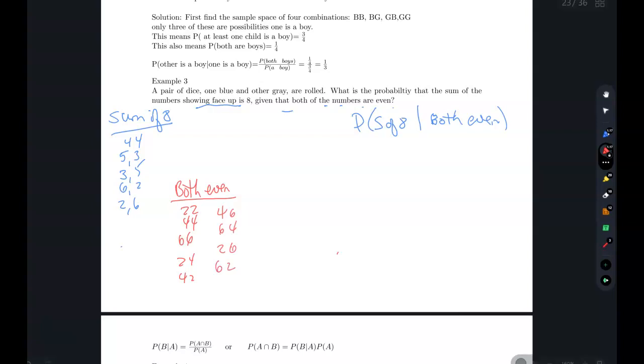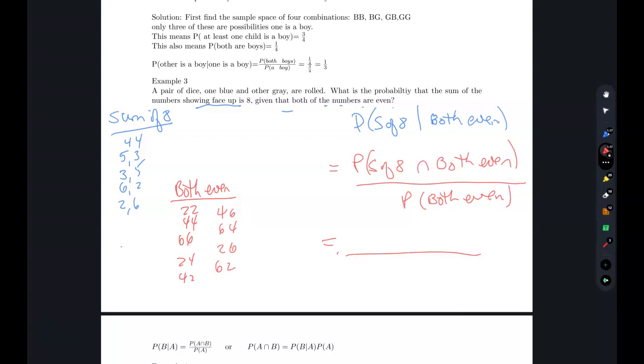All right, so this will give us the probability that I have the sum of 8 and both even, divided by the probability that they're both even. Okay, so I'm going to go for the denominator first. So both even, so it's a probability.